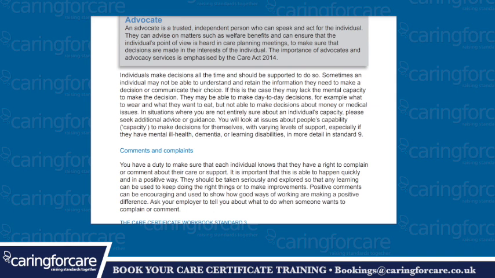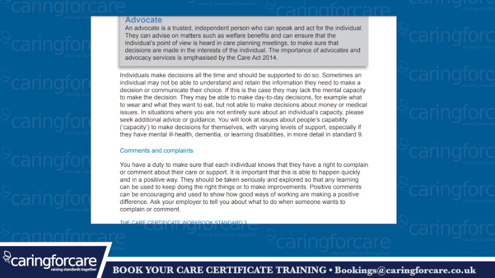Individuals make decisions all the time and should be supported to do so. Sometimes an individual may not be able to understand and retain the information they need to make a decision or communicate their choice. If this is the case, they may lack the mental capacity to make the decision.